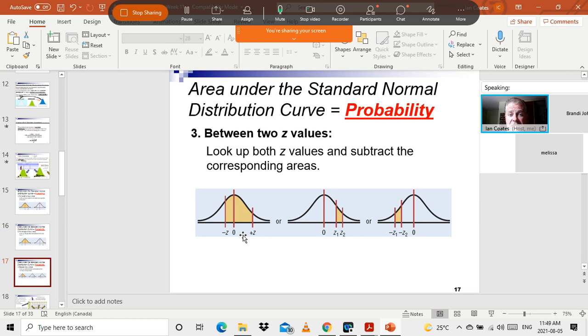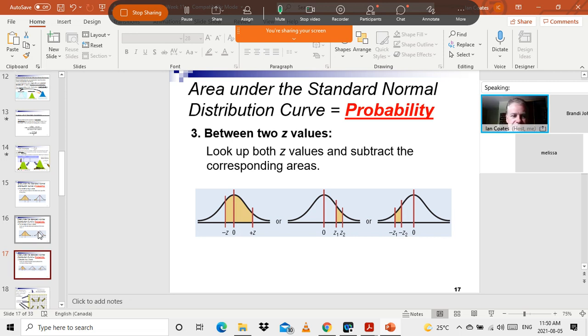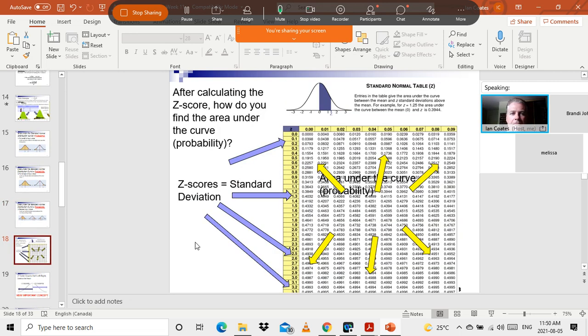And even this one, right? Look at this one right here. I could give you two Z values. I could give you a Z value here and a Z value here and ask you to find the probability under here. Or here, or here. It's not too bad.